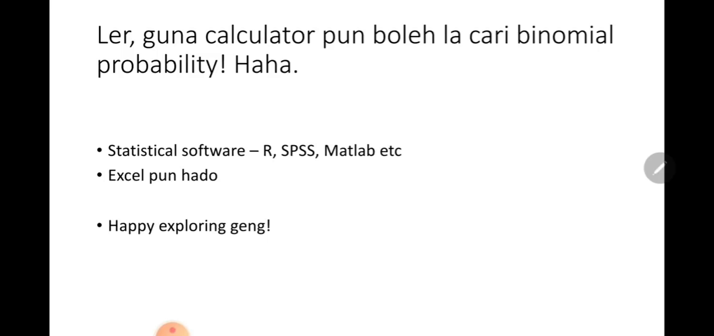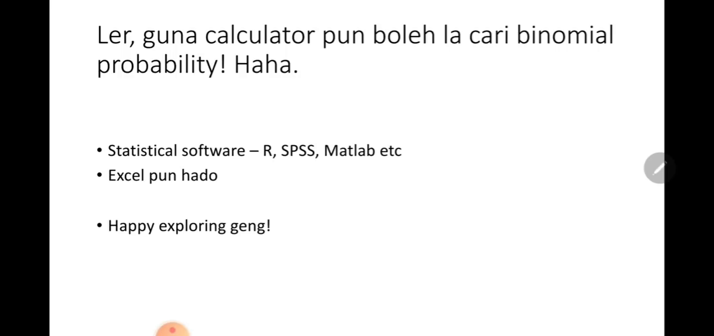Actually, if you have an advanced calculator, like my one is the FX350MS, the ClassWiz calculator, the advanced model, actually inside your calculator there is also the binomial probability. So actually there's no need to use the statistical table. But it's up to you. If you don't have the advanced calculator, you can always refer to the statistical table.